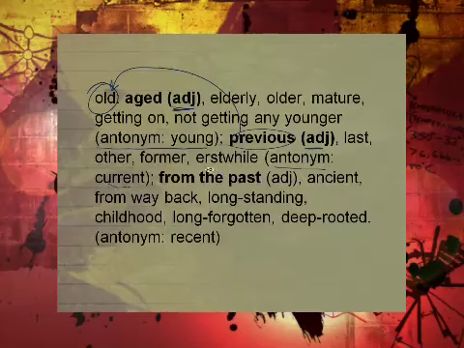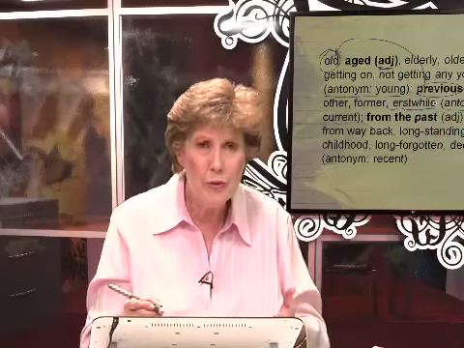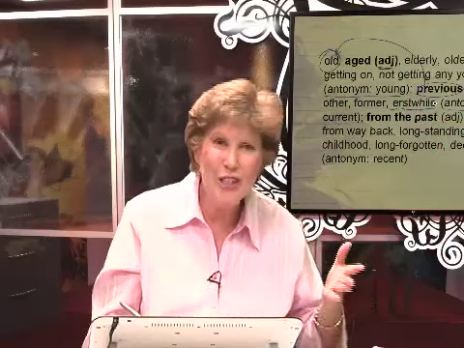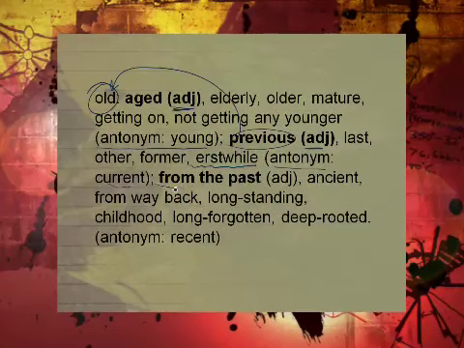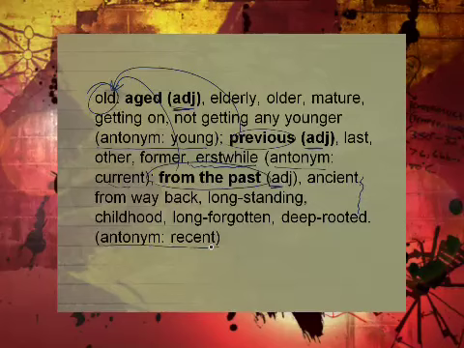Now, here's a good example. If you don't know what erstwhile is or how it's used, now you have to go to the dictionary to check that word out. Another meaning of old is from the past. It's an adjective, and you get a whole lot of synonyms, and you also get an antonym.